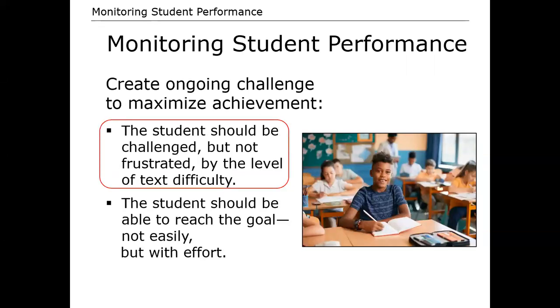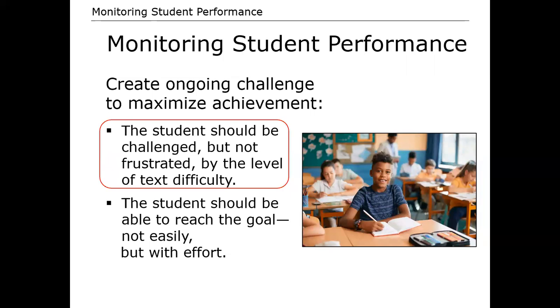Whenever you are thinking about monitoring how your students are doing within the program, we always want, of course, to maximize their achievement, right? Struggling readers do not have time on their side. We need them to make as much progress as possible in as short an amount of time as possible. So we want our students to be challenged by the level of material they are working in, but we don't want them to be frustrated, right? We all know that if a goal is challenging, it is incredibly more rewarding, right?